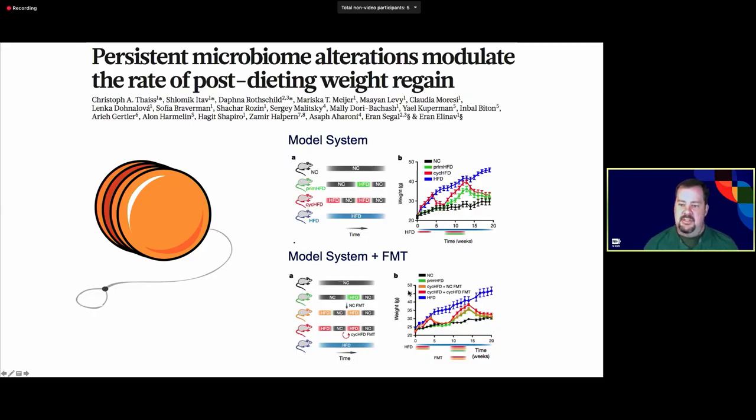But the really cool thing about this is that they can show in the model system at the bottom, if they take a fecal microbiome transplant, so if they take the stool from a mouse that's either been exposed to the normal chow or this high-fat diet, you can actually modulate where they rebound to when you switch them to the high-fat diet. This indicates that the microbiome almost has a memory of where it needs to be, the metabolic thermostat of where you're supposed to be. And so the microbiome has a role in weight gain, obesity, yo-yo dieting, all that.